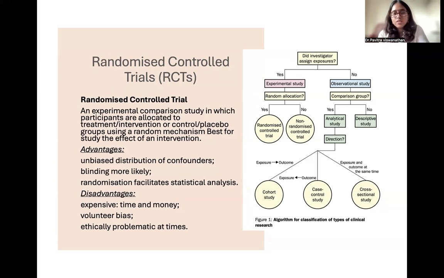Disadvantage is that it's expensive, time consuming, and you need to have people who are ready to take up the study and do the study. And sometimes it can be ethically problematic.